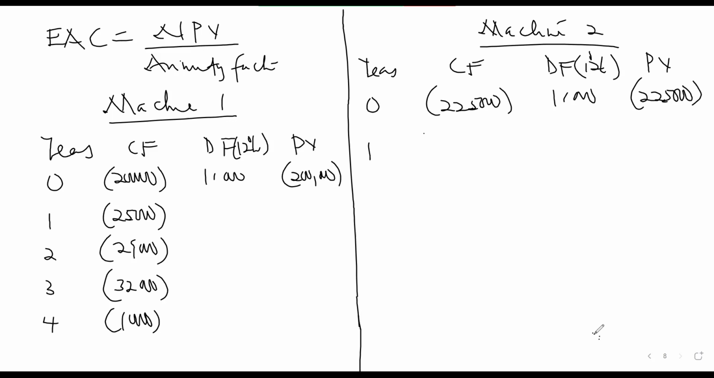Year 1, what is the maintenance cost? 15,000. Year 2 is what? 20,000. Year 3, what will happen? We'll sell the machine for 50,000. What is the maintenance cost for that? 25,000. So we are going to be having a net cash flow of 25,000. So let's get the discount factor one by one and present value them.